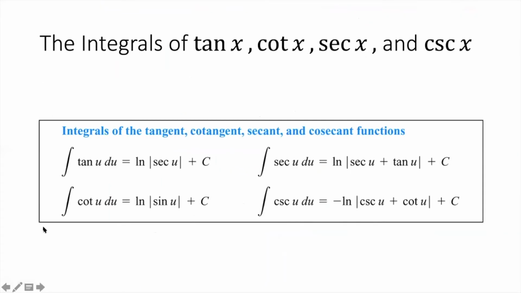Oops. Ooh, I love this part. The integrals of tangent x, cotangent x, secant x, and cosecant of x. So here are some formulas.